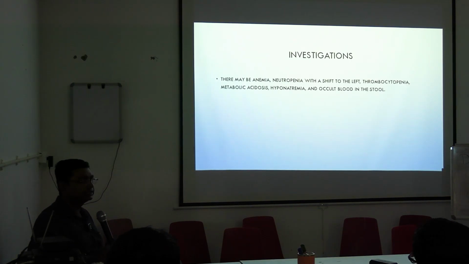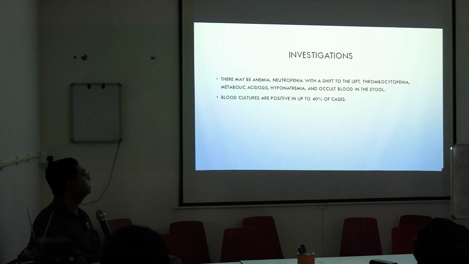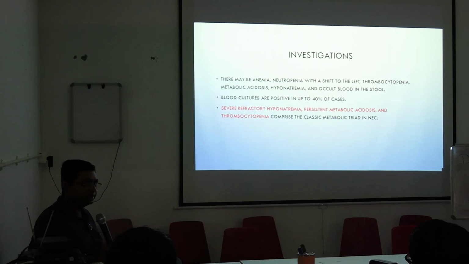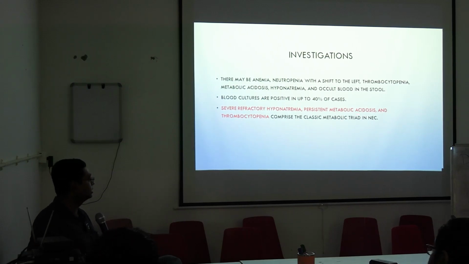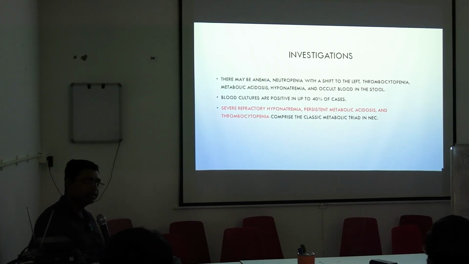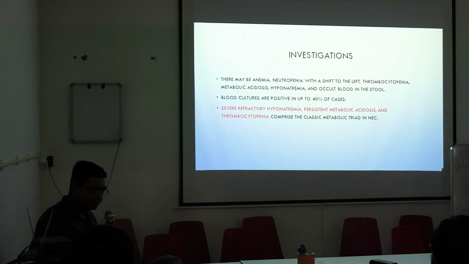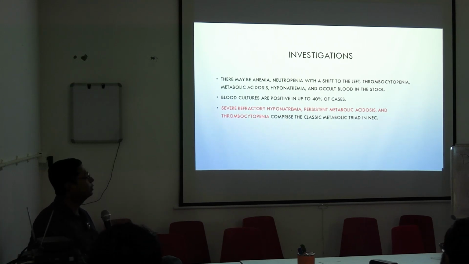So what are the investigations? There may be anemia, neutropenia with a shift to the left, thrombocytopenia, metabolic acidosis, hyponatremia and occult blood in the stool. So these features: refractory severe hyponatremia, severe persistent metabolic acidosis and thrombocytopenia constitute the classical metabolic triad of NEC. This comes as an MCQ. Severe refractory anemia, severe refractory hyponatremia, persistent metabolic acidosis and thrombocytopenia. These are the classical triad of NEC.